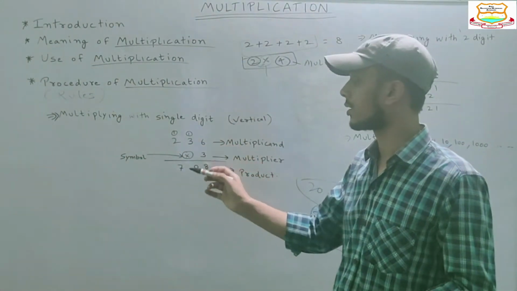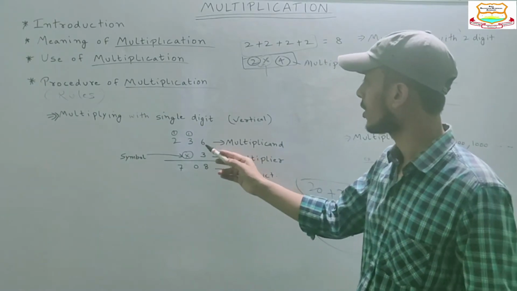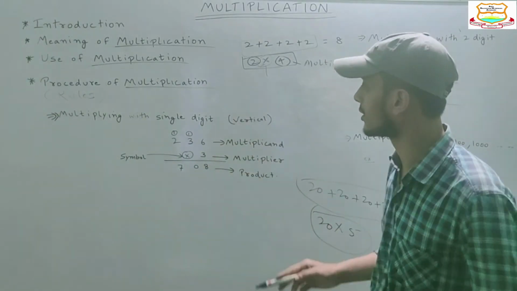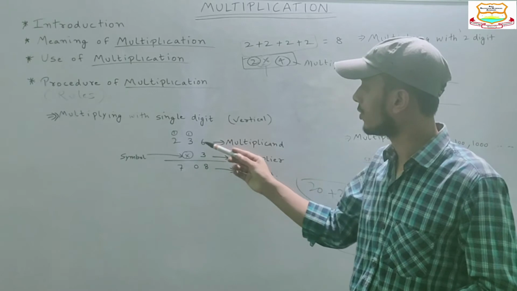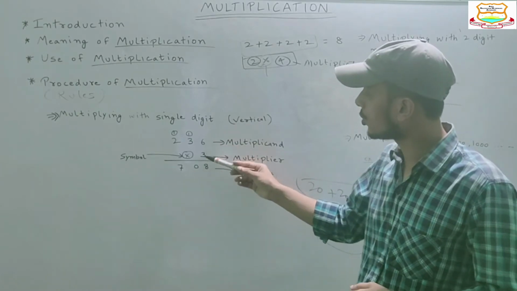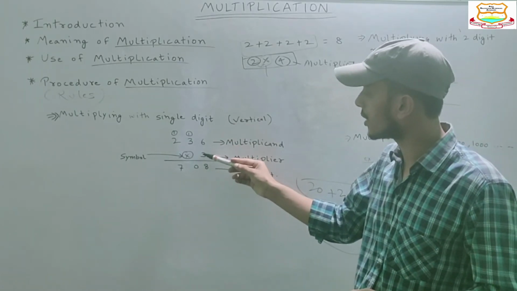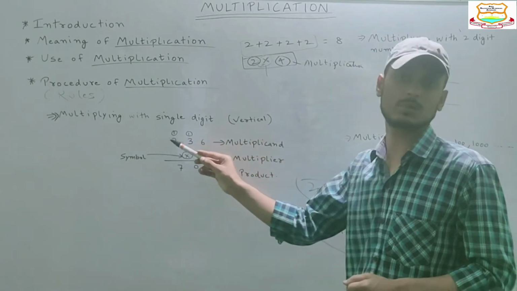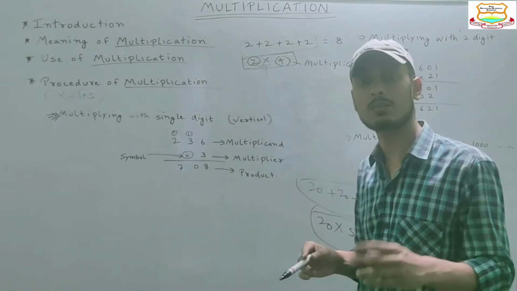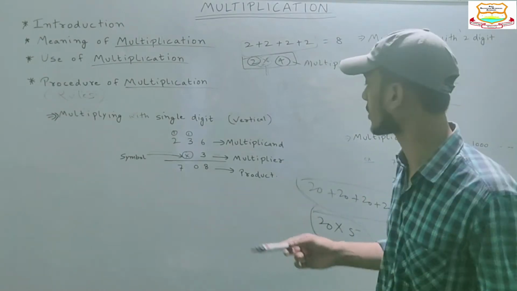So let us see how we have multiplied this. Multiply starting with the unit digit number. Start multiplying with the unit digit.